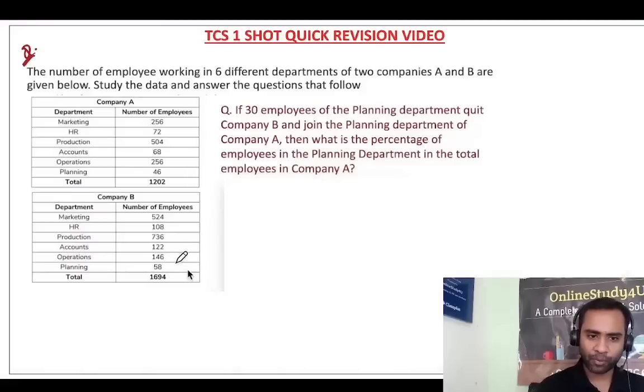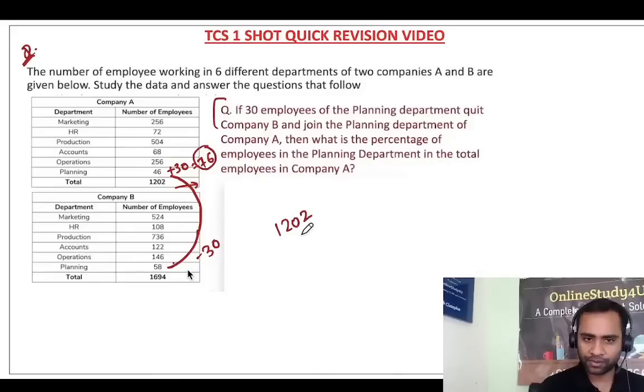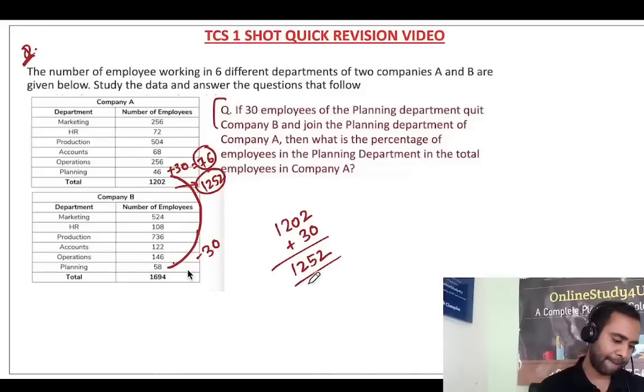So if 30 employees of the planning department quit company B, so planning department is this, okay? If 30 employees quit and join the planning department of company A, that means here. Now in the planning department we have 76 total members, and in total 1202 plus 30 has joined, so it will become 1252.